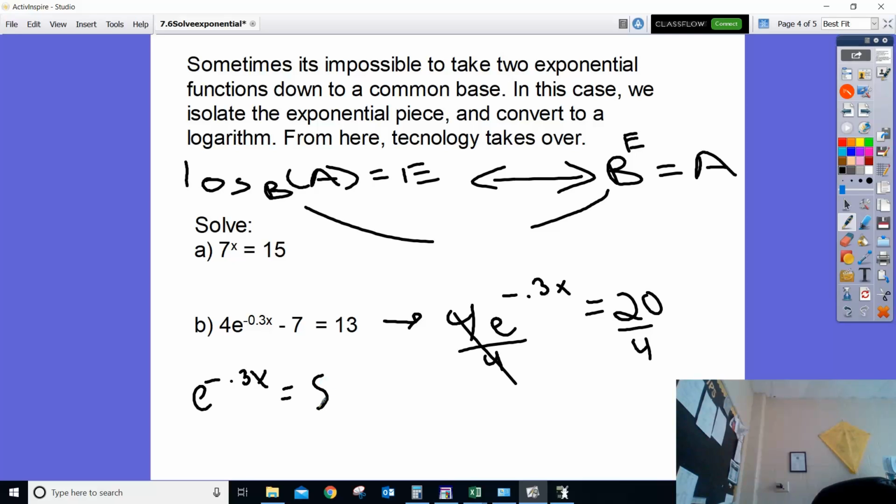E to the negative 3/10 of x is a 5. Now we're going to convert that into a logarithm. Tyler, what's that logarithm's base going to be? E. Right. Log of base E. Kiana, what's its argument going to be? 5, that's correct too. And I guess let's go with Nolan. What's it have to equal?